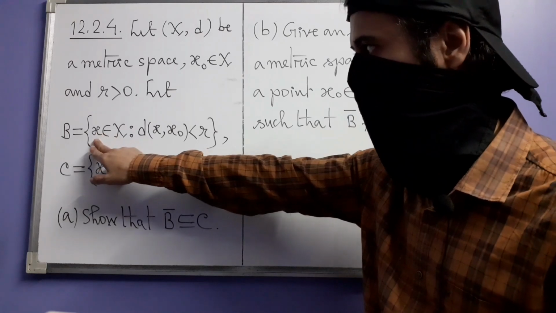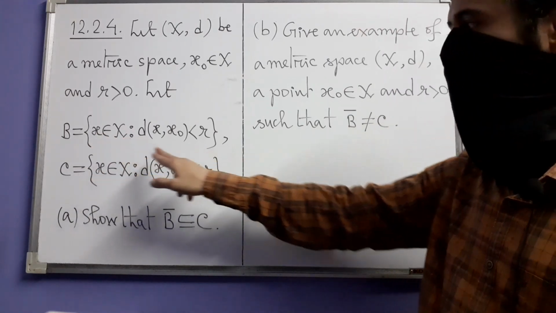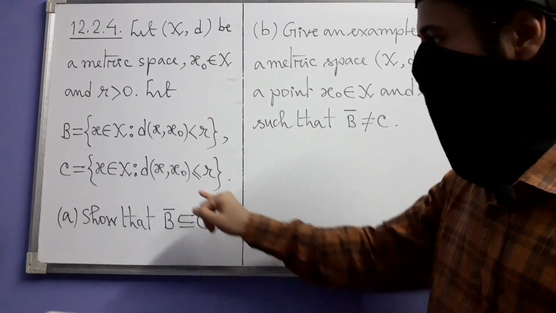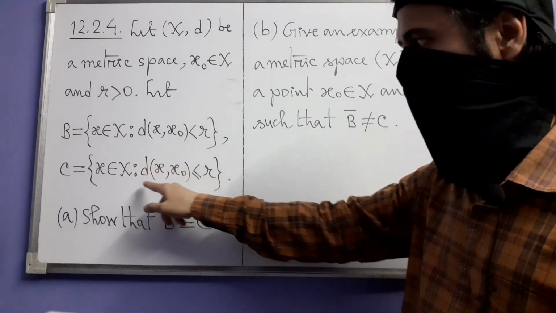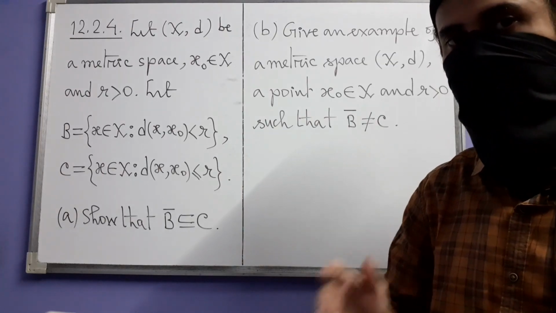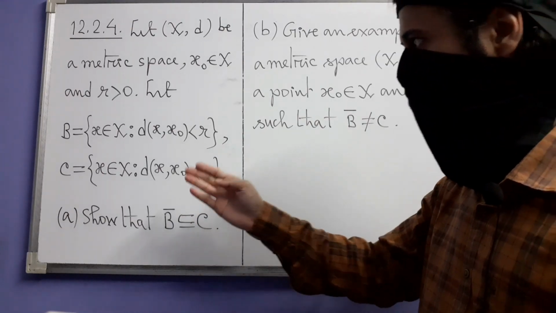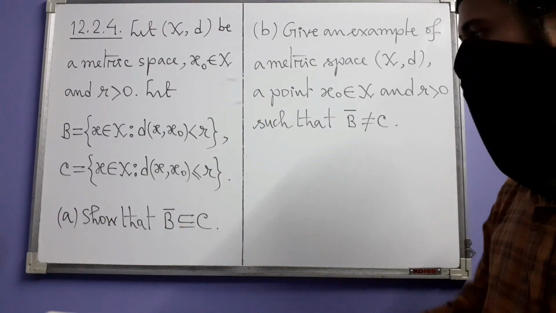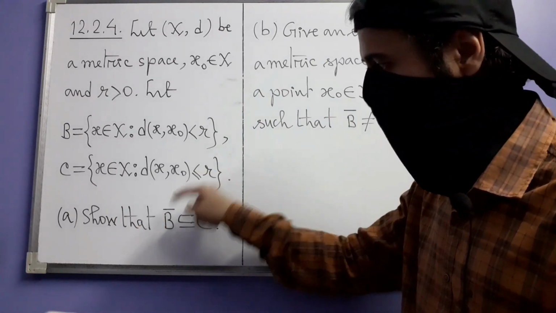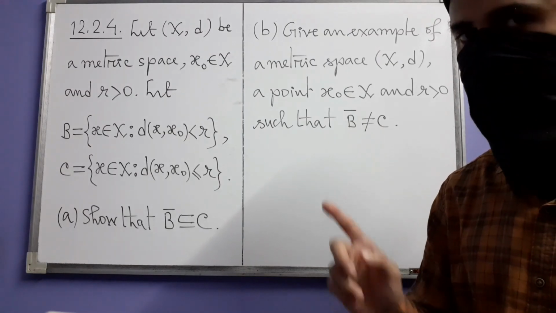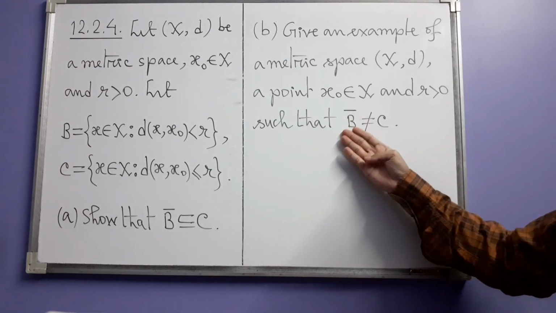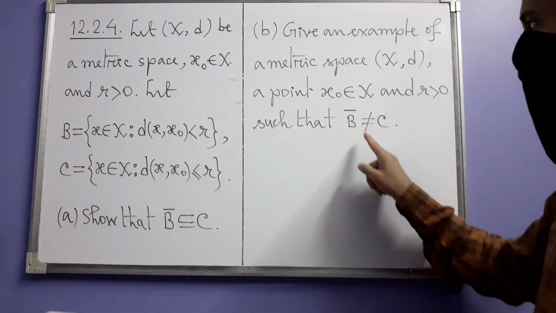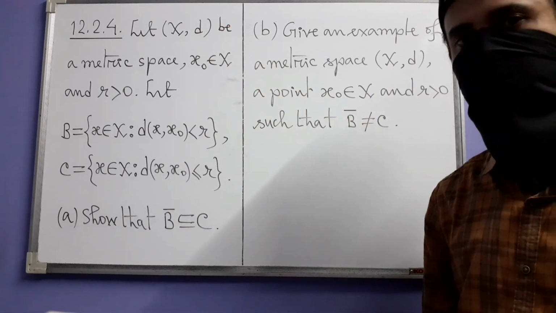This one consists of all points x in the space such that their distances from x naught are less than r, and in this C we have those points whose distances from x naught are less than or equal to r. So automatically B is a subset of C, obviously just from the definition, but we have to show that B closure is also a subset of C. That is part A, and this is part B, where we have to give an example such that B closure is not equal to C.